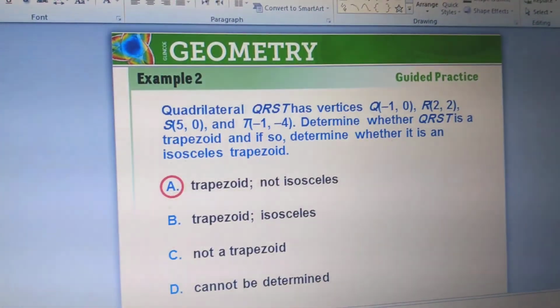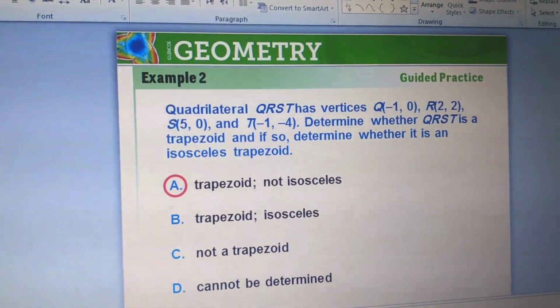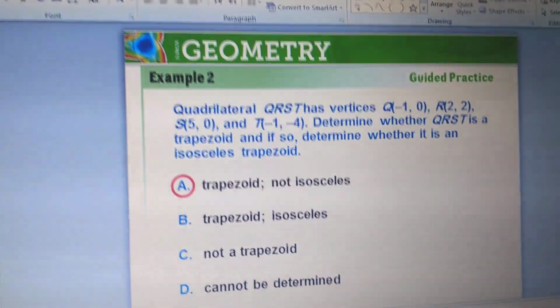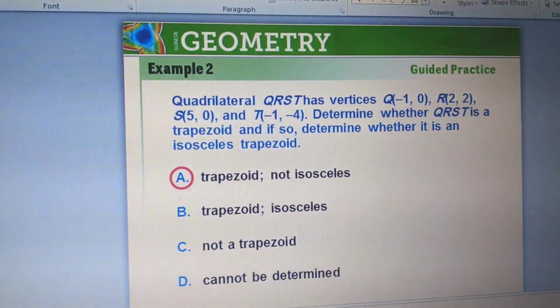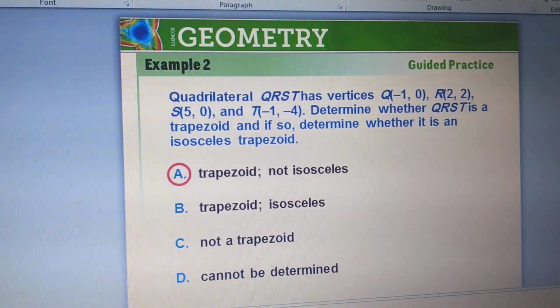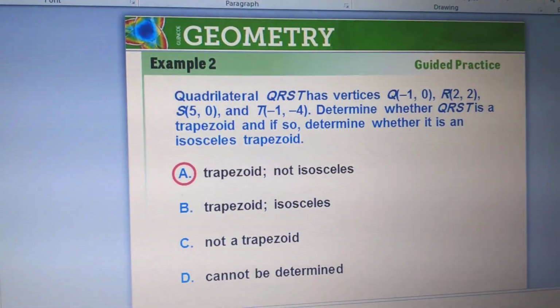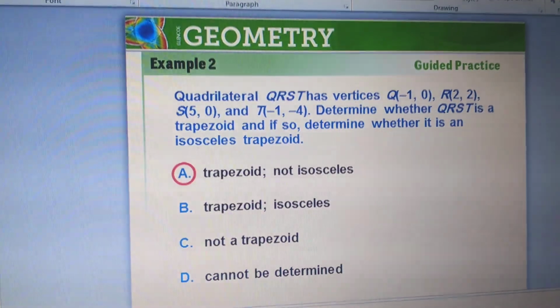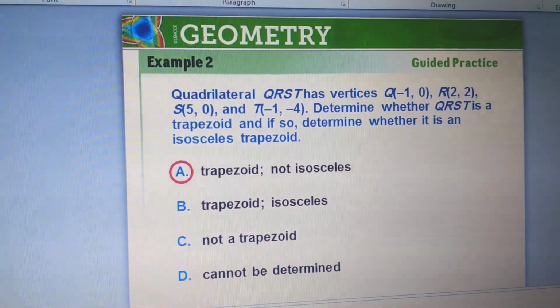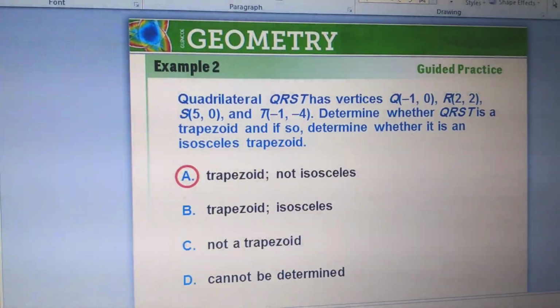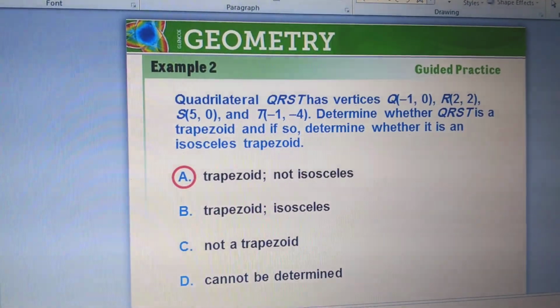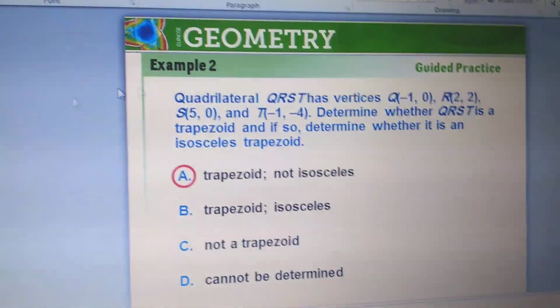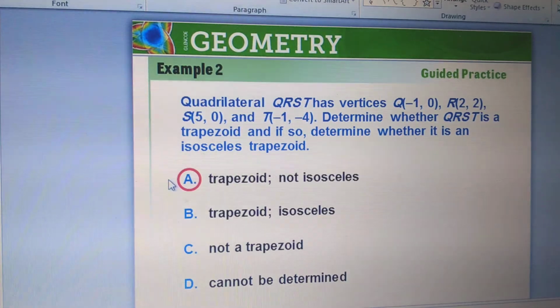Here, boys, the same question exactly. I want you to solve it by yourself. I want you to graph. Then I want you to check if the bases are parallel or not. If they are parallel, you say it is a trapezoid. Then you check the legs or diagonals. As I said, you are free. If they are congruent, it will be isosceles. Not congruent, it is not isosceles. Of course, the answer is here, but I want you to get the answer by yourself.